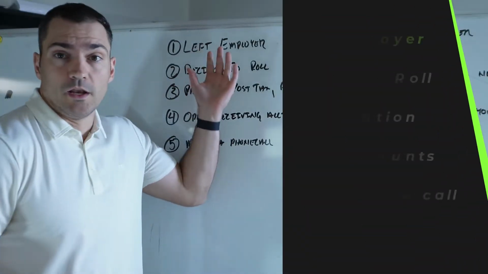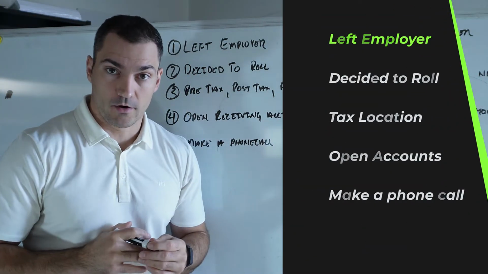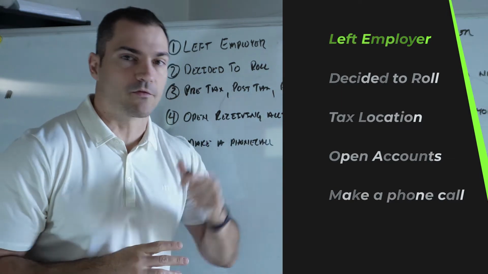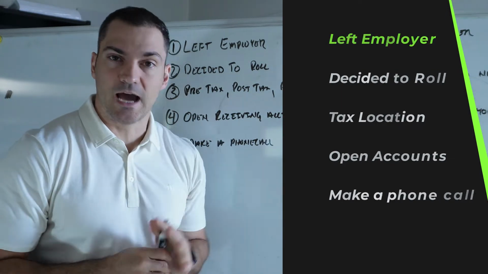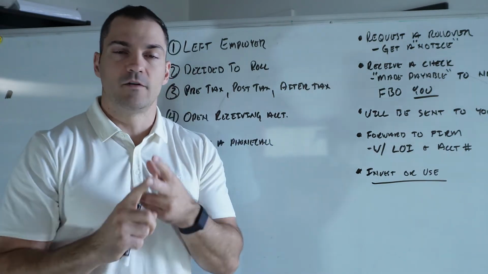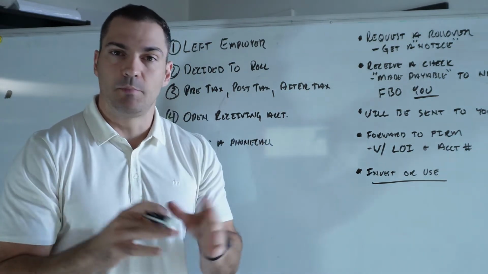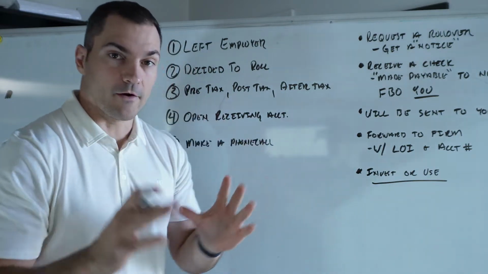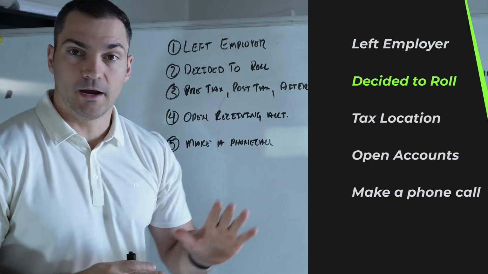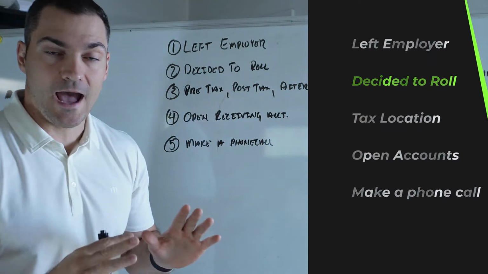So, number 1, let's assume you've left your employer. In most cases, you've left your employer and you've got this old 401k or 403b or 457 or TSP kind of laying around. And you're like, I want to get in my own account, lower fees, better investment options, more flexibility, more control, whatever. So you've already made that decision and you've decided to roll the money over. So you're already there. This is what's going to happen next.